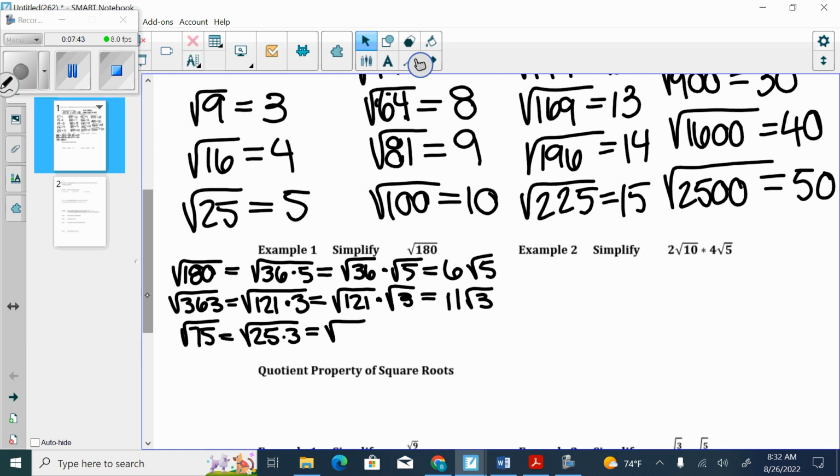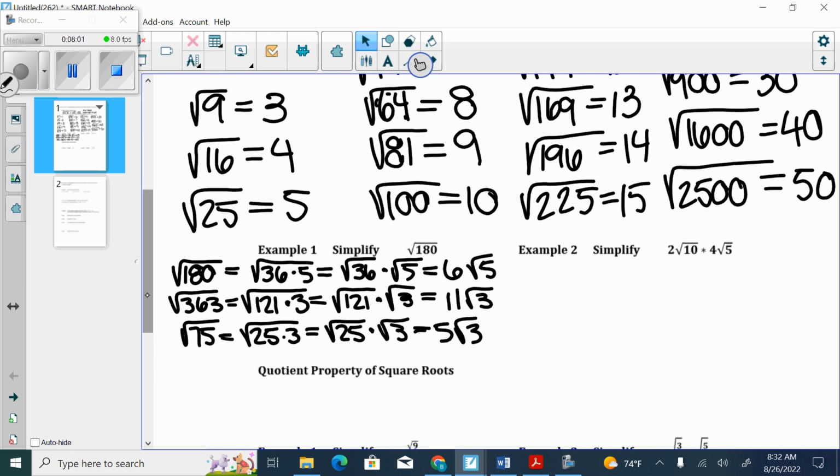And we can rewrite this as two separate radicals being multiplied together. And this would simplify to what? Very good. 5 square root of 3. Nice.